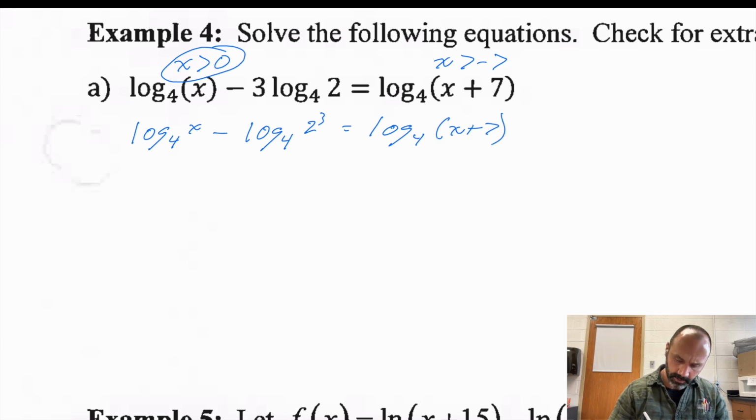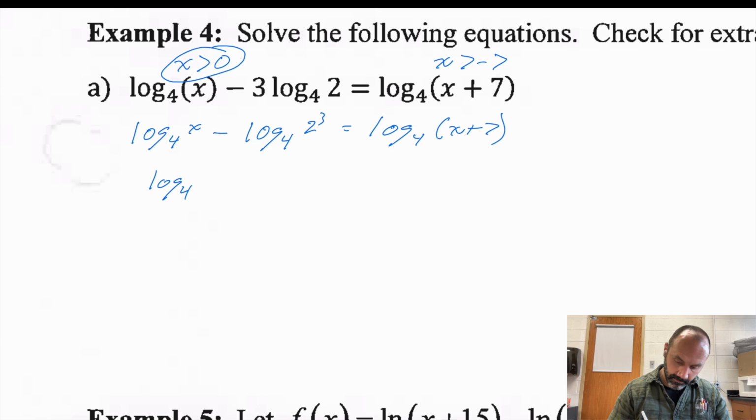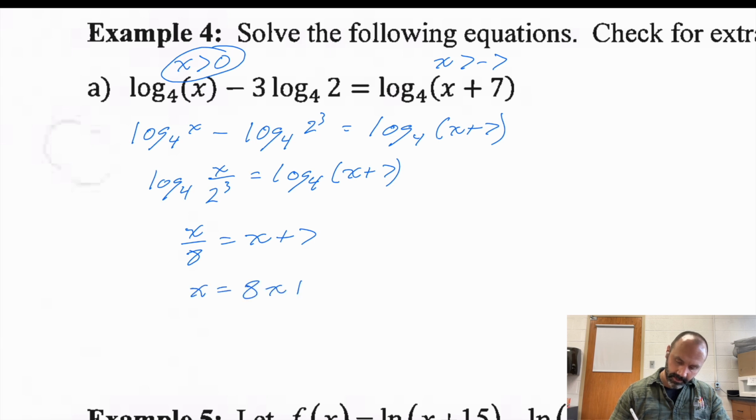And now, continue simplifying things. So log base 4 of x, and then the subtraction turns into division. So x over 2 to the 3rd is log base 4 of x plus 7. Same base. So I can take those expressions, set them equal to each other. So x over 8 equals x plus 7. So x equals 8x plus 7.